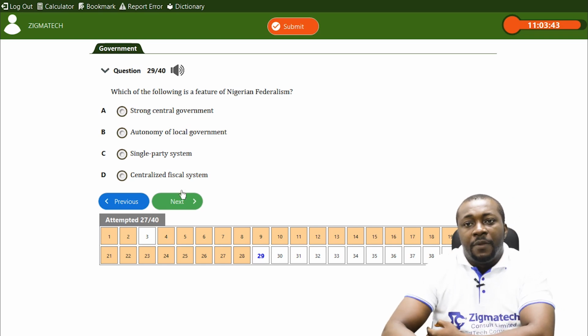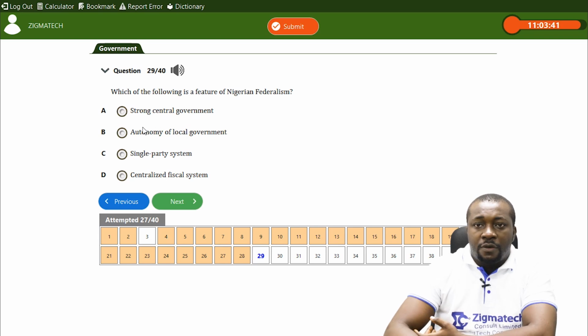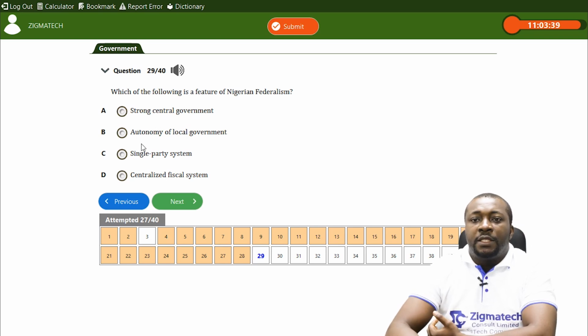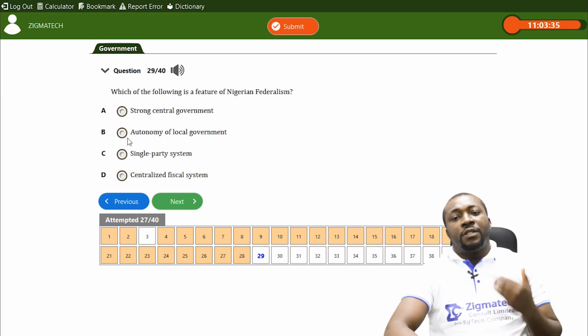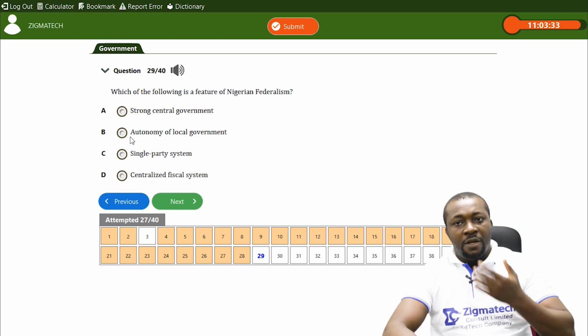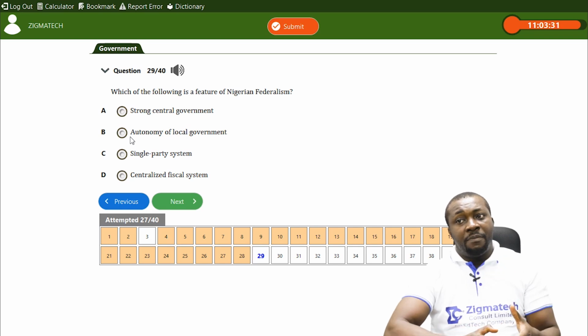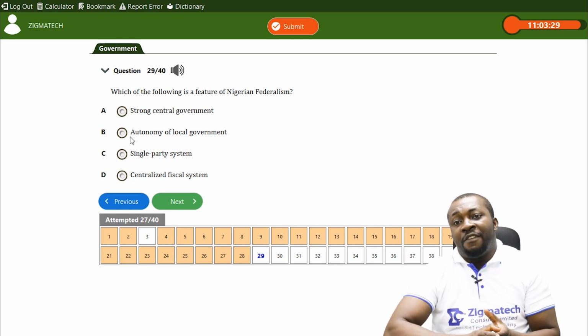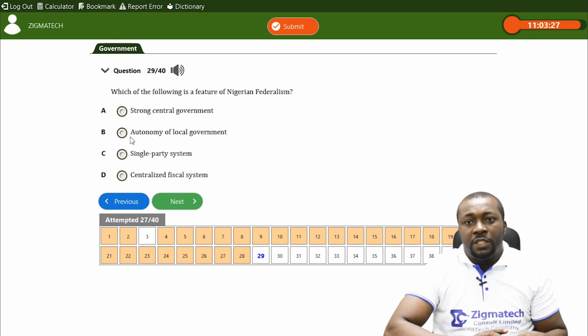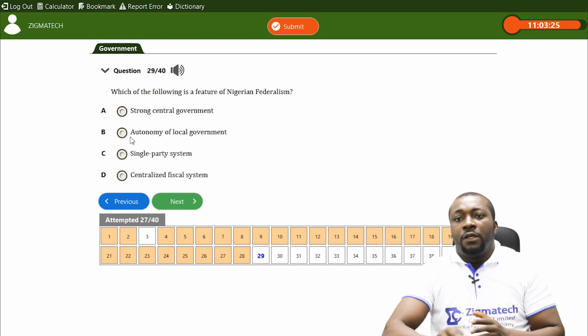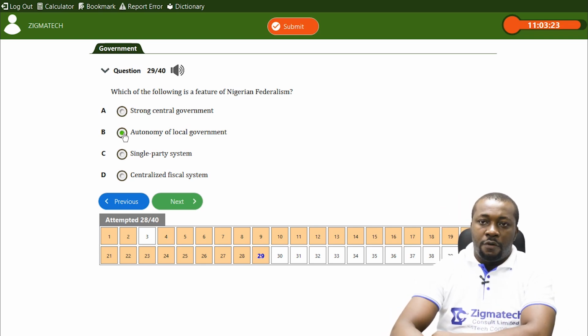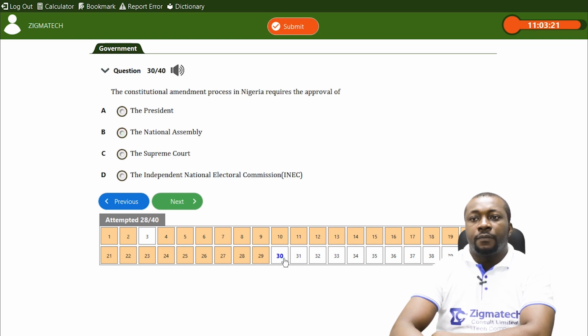Now, we have a strong central government, quite all right, but one thing peculiar is the autonomy of the local government. Local government is regarded as the third tier of government, which of course has the power to conduct some affairs on its own, which is devolution of powers. So it's the autonomy of local government.